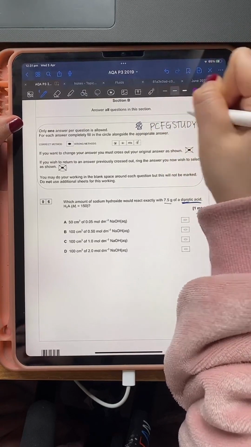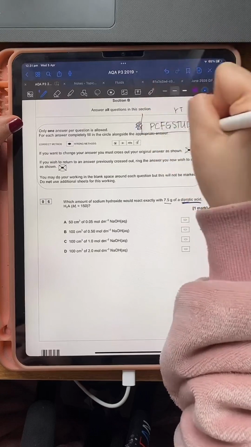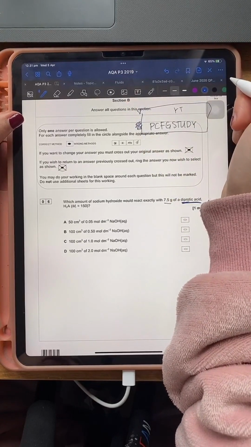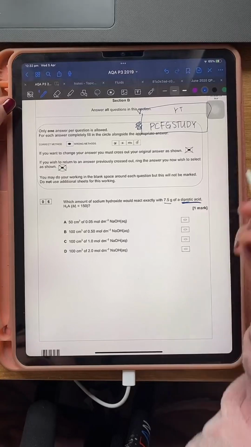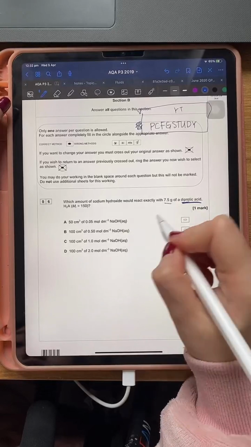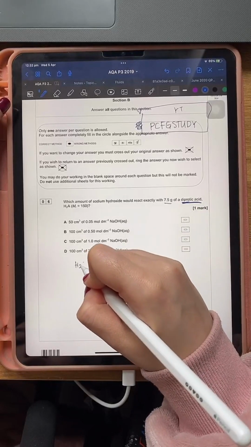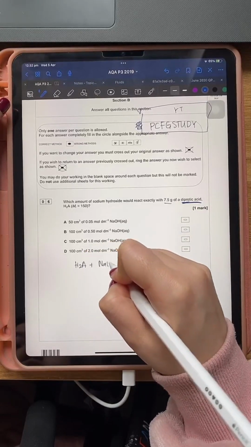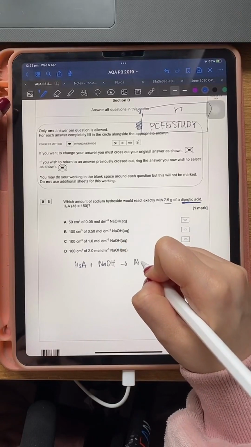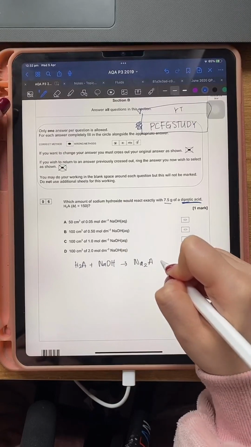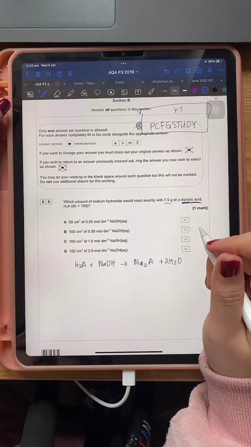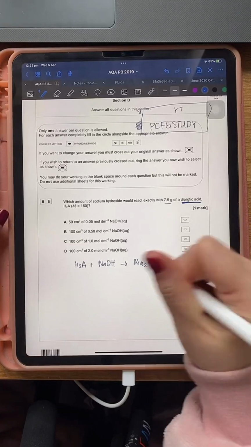Yeah, diprotic acid means you have 2 hydrogens. That's right. So that means your acid here, we can say it's H2A plus NaOH. It's an acid, so you have a neutralization reaction. You have Na2A plus H2O. Balance. Yeah, that's balanced. That's your chemical reaction.